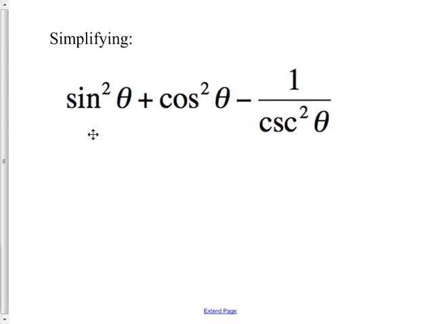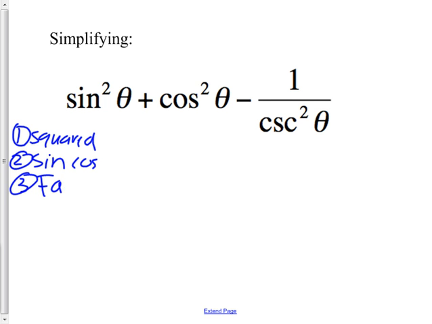So the first thing, remember my simplifying rules. I first looked to see if something was being squared. And then after that I did sines and cosines. And then my third thing that I like to remember is to factor, because that is something that I forget a lot. Maybe you forget to distribute or something. But I always put factor because sometimes if I'm stuck on a problem, usually it's because I forgot to factor.